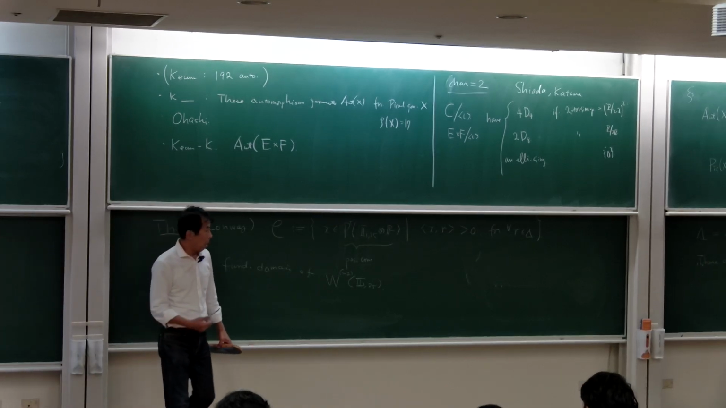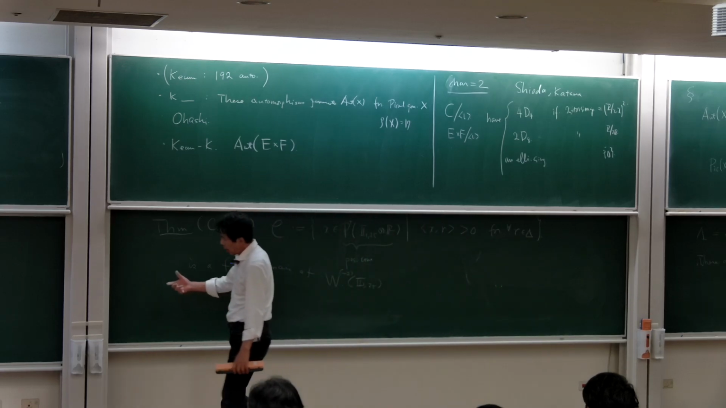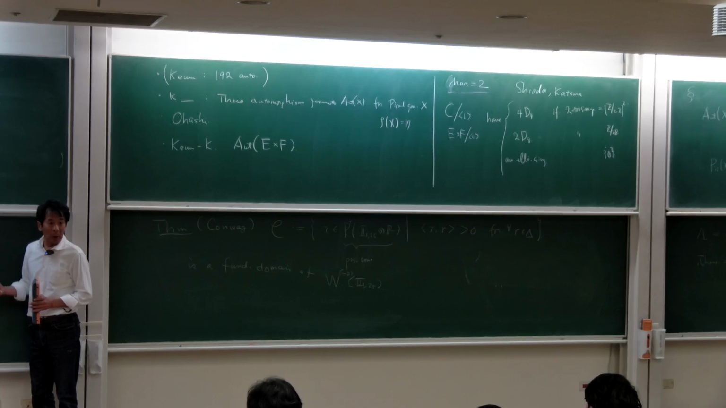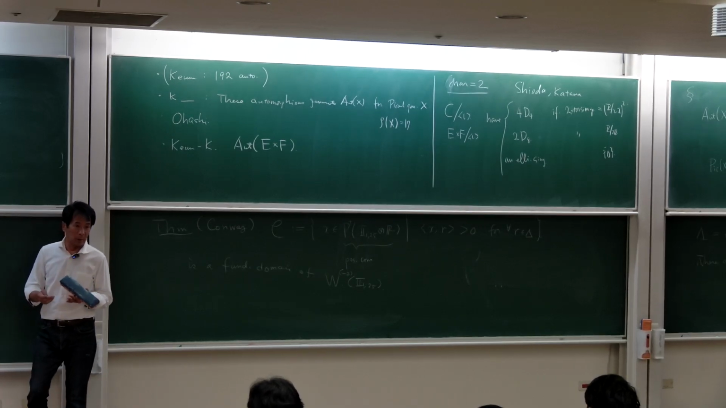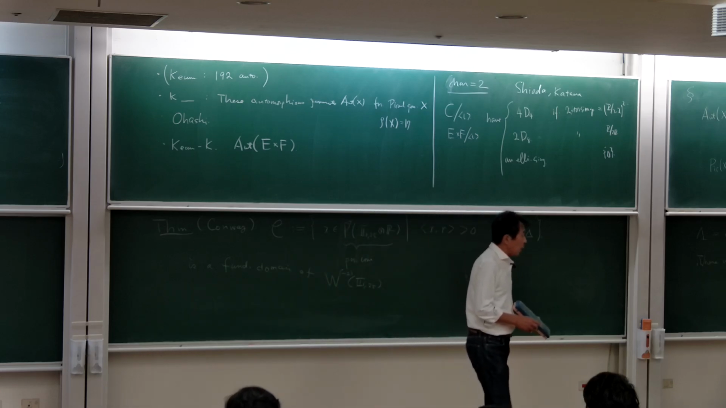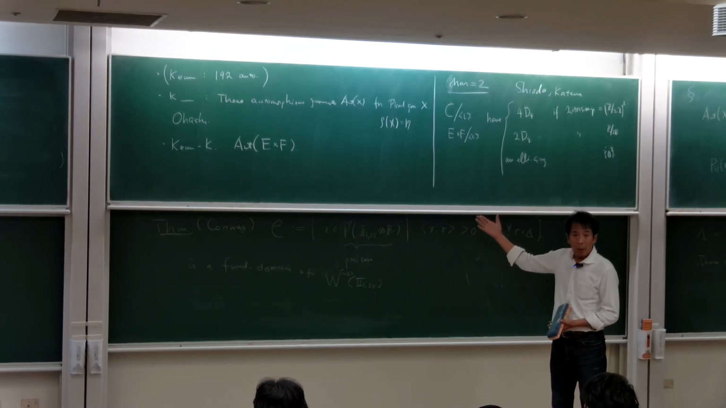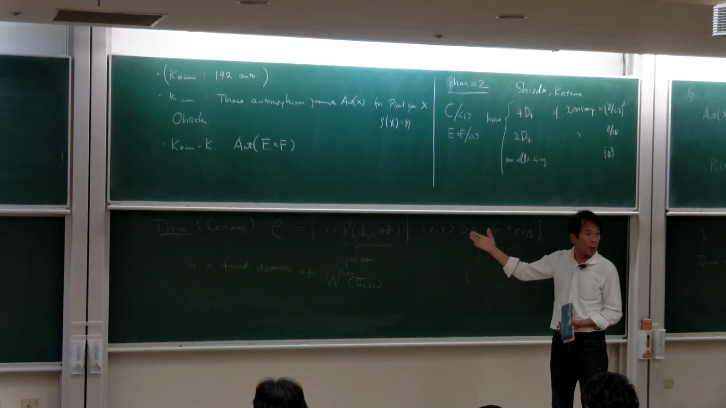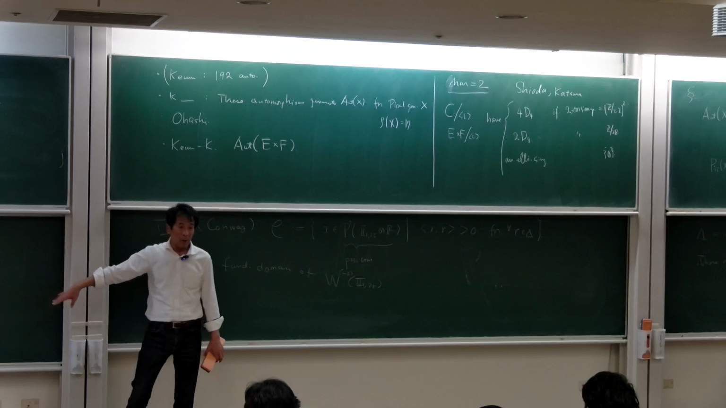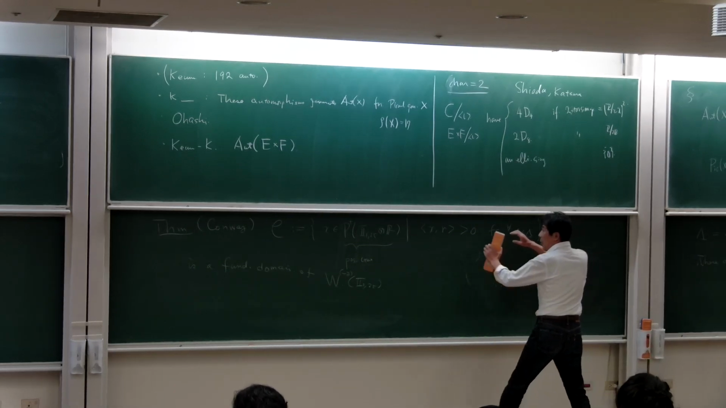So the Leech lattice has a rich geometry, and we can use the geometry of the Leech lattice. Roughly speaking, for example, a Kummer 16-6 configuration sits in the Leech lattice. This is the main idea. Okay, I will explain soon.